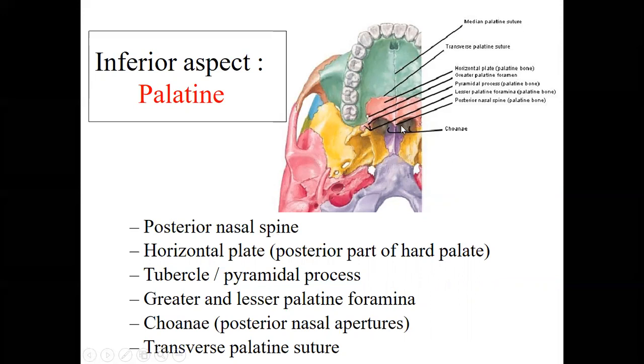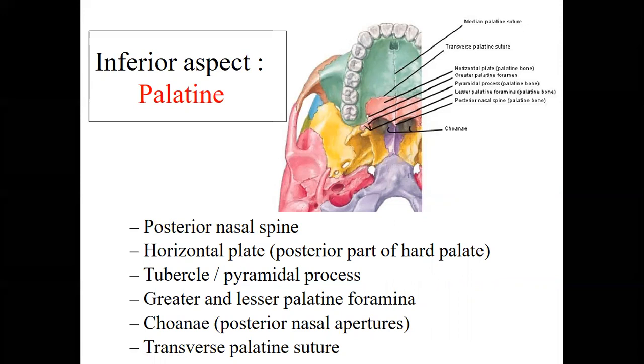The posterior nasal spine. So this is the posterior nasal spine at the back here. And then we have the horizontal plate. This is the horizontal plate of the palatine bone. The horizontal plate of the palatine bone forms the posterior part of the hard palate, the posterior aspect of the hard palate.